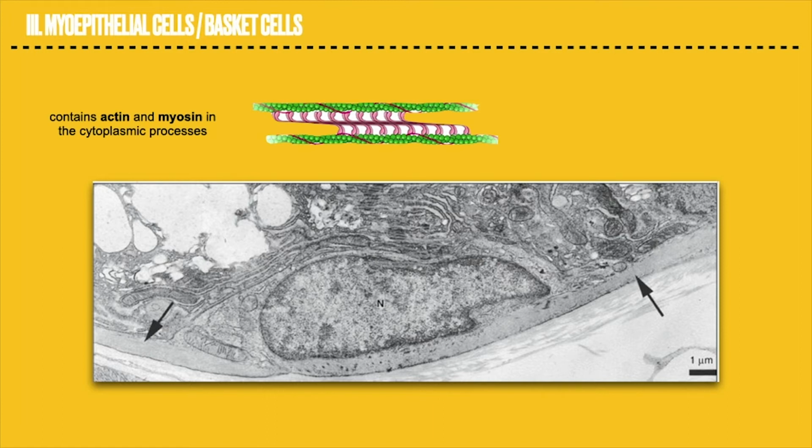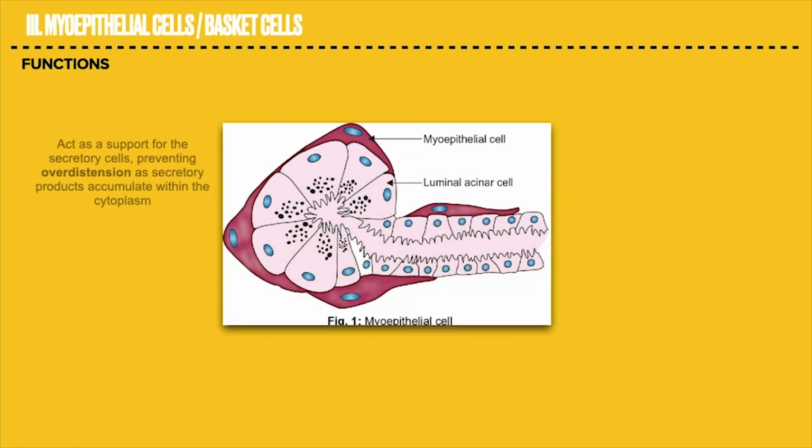Myoepithelial cells have the following functions. They act as a support for the secretory cells, preventing overdistension. The main function of the myoepithelial cells is to contract and squeeze out secretory products that accumulate within the cytoplasm of the acinar cells. They help expel the primary saliva from the end piece into the duct system. Second, they contract and widen the diameter of the intercalated ducts, lowering and raising the resistance to outflow.